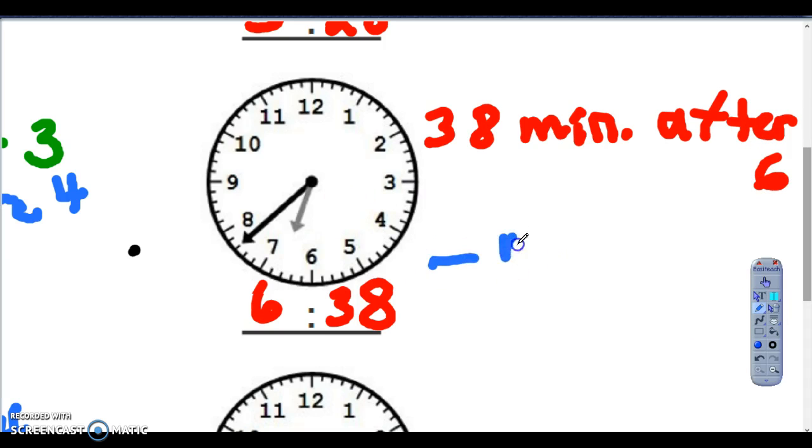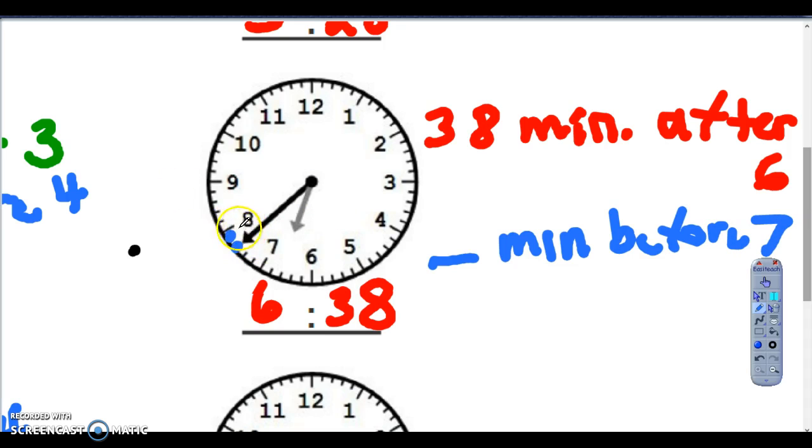So the next one would be how many minutes before, and the next hour is 7. So I'd have 2 minutes here, plus 5, 10, 15, 20, so I got 22. So if I check 38 plus 22, it does equal 60.